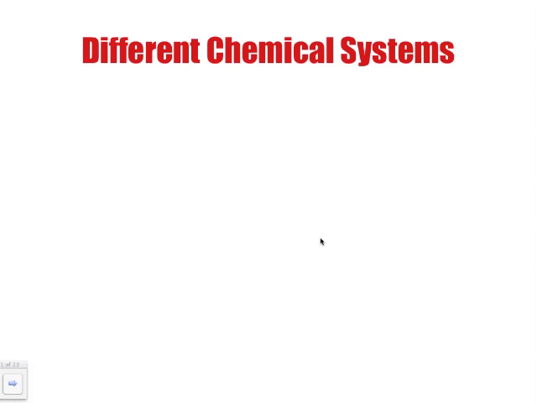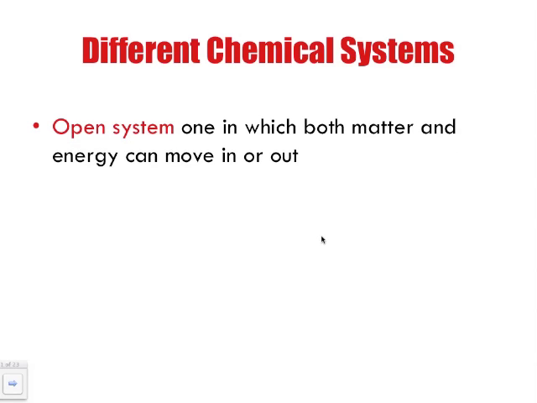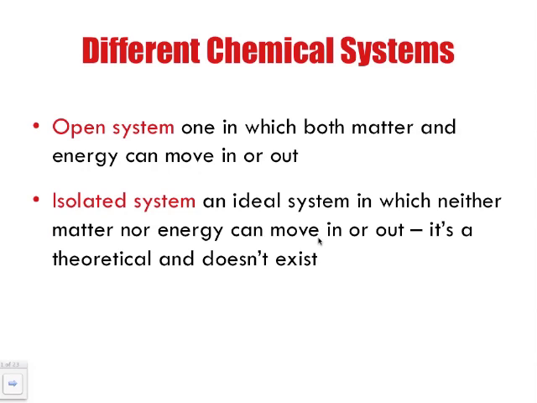So let's look at some different chemical systems. We're not going to talk too much about these right now. We are going to focus a little more on these systems later on. An open system is one in which both matter and energy can move in and out of the system, right? It's open. So using a beaker, energy can easily come in, matter can go out, energy can go out, because the beaker is completely open.